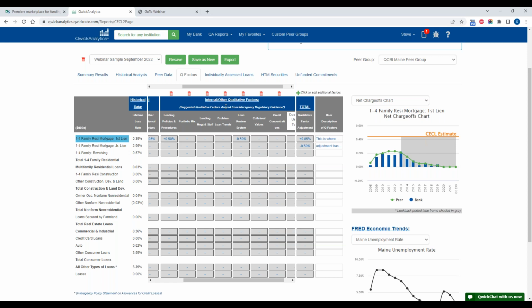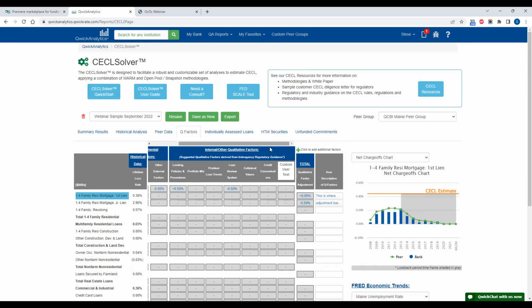You don't have to make adjustments for each of these different factors, but you do have to consider whether an adjustment would be appropriate. If there are no adjustments for changes in lending management or staff, then you can remove that entire qualitative factor right there, like I just did.